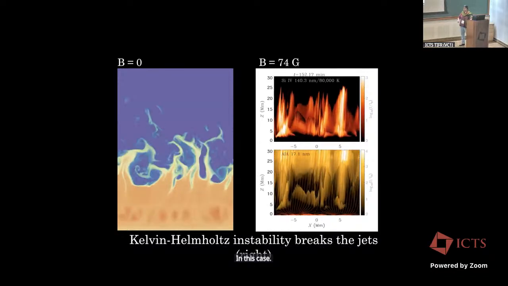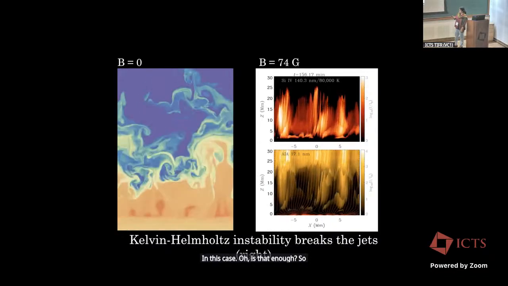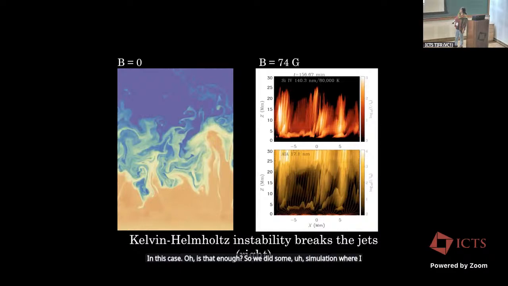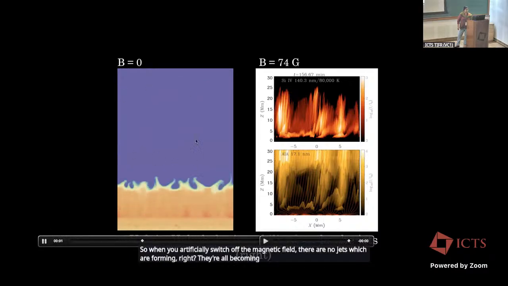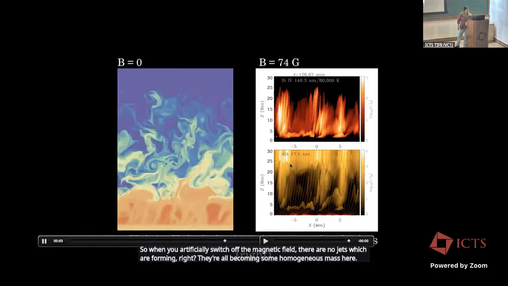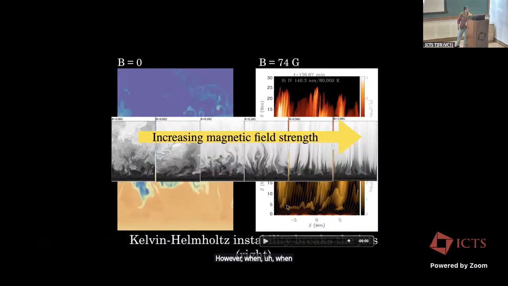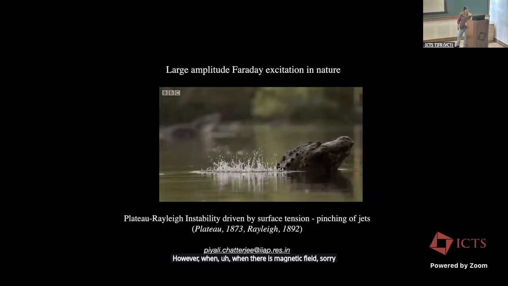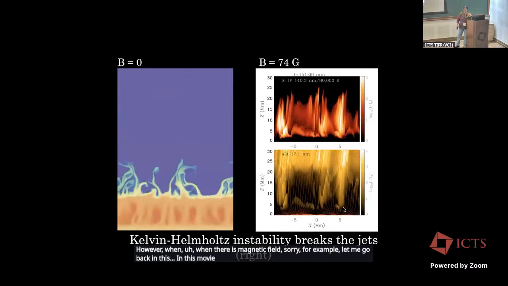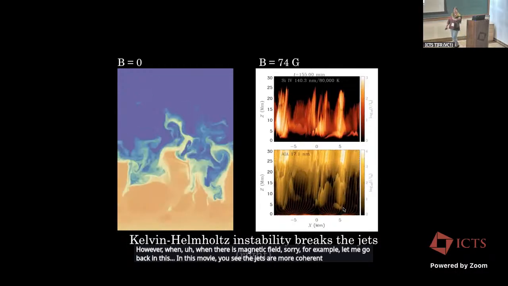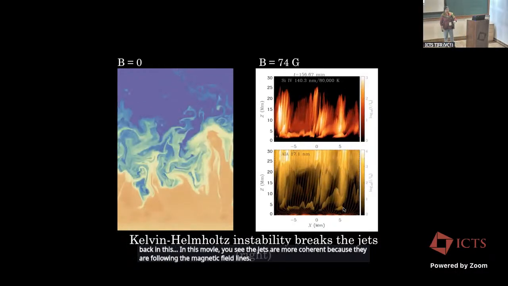So is that enough? We did some simulation where I artificially switched off the magnetic field. When I artificially switched off the magnetic field, there are no jets forming. They're all becoming some homogeneous mass here. However, when there is a magnetic field, for example, let me go back in this movie, you see the jets are more coherent because they are following the magnetic field lines.